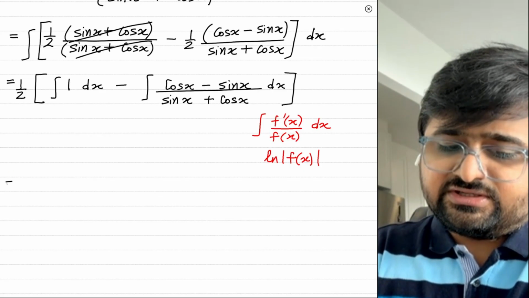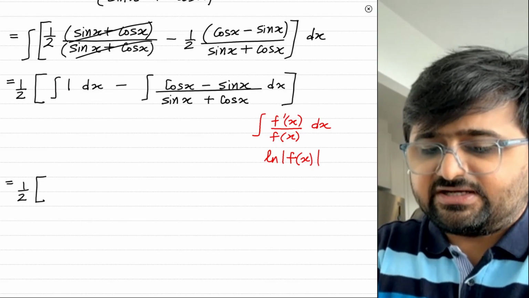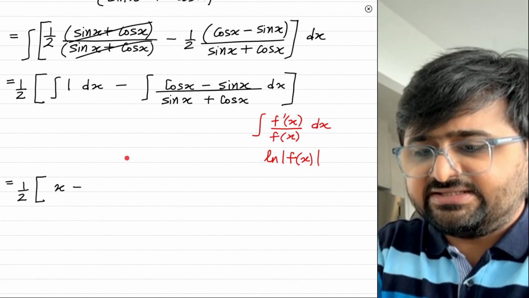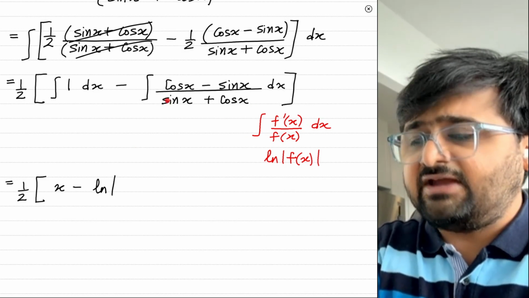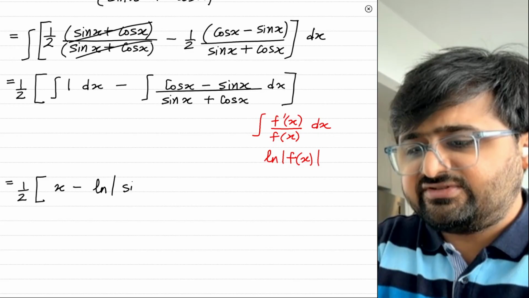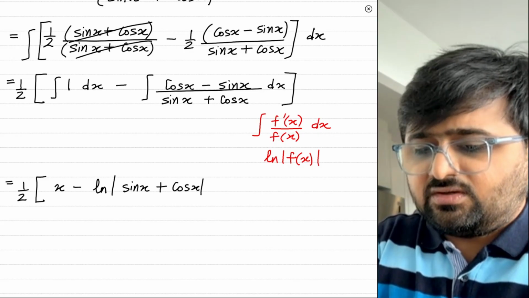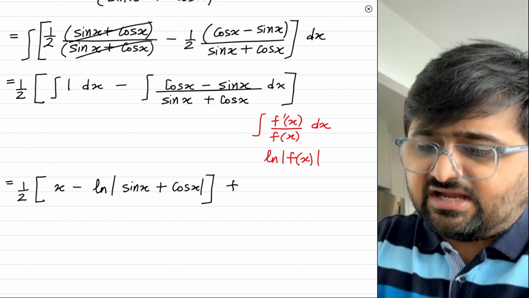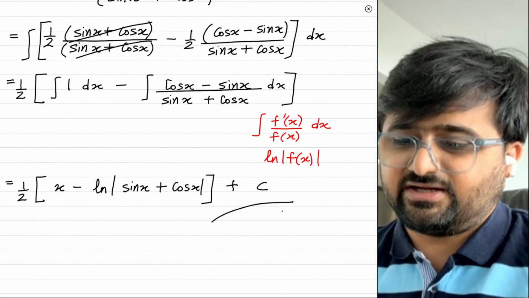So what you can do is just write this as half, integral of 1 with respect to x is nothing but x, minus, and this can just be written as ln of f of x, ln of sin x plus cos x. Okay, let's close the bracket and add the constant of integration c, and this is nothing but the final result of the integral that we are looking for.